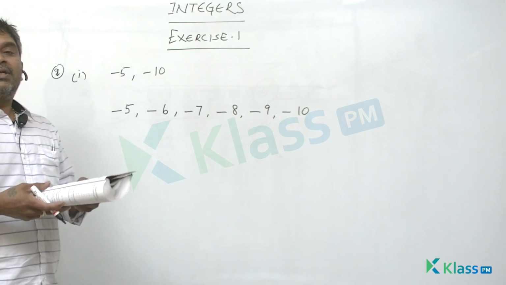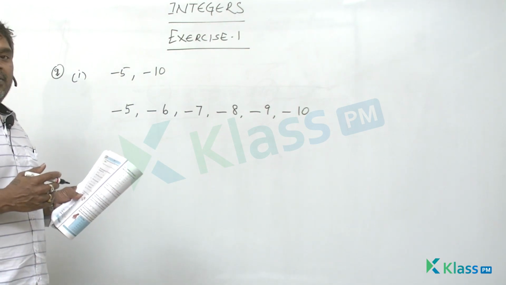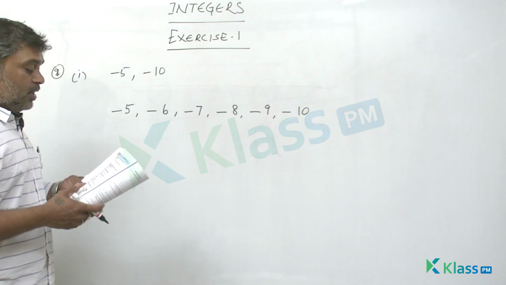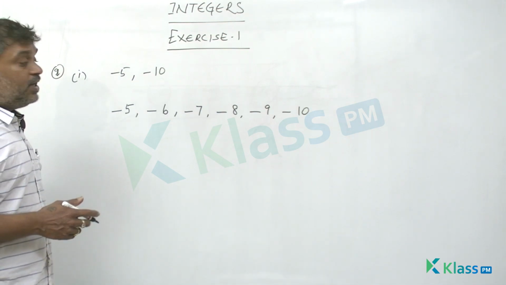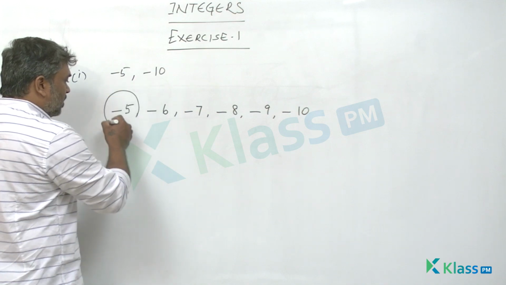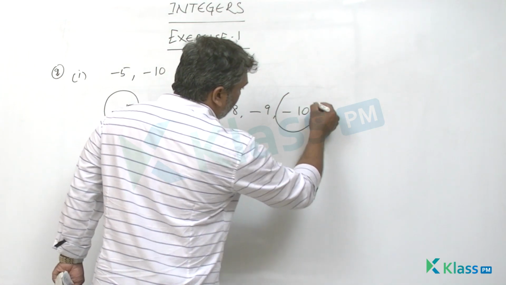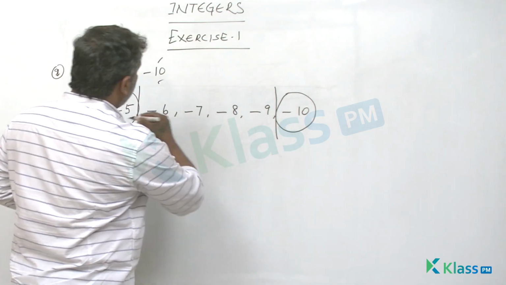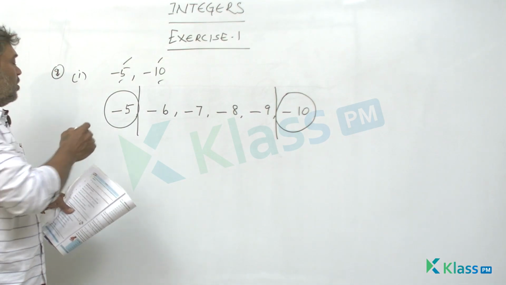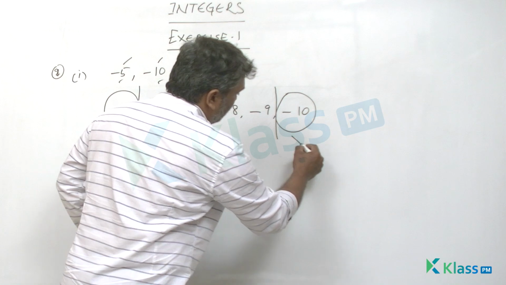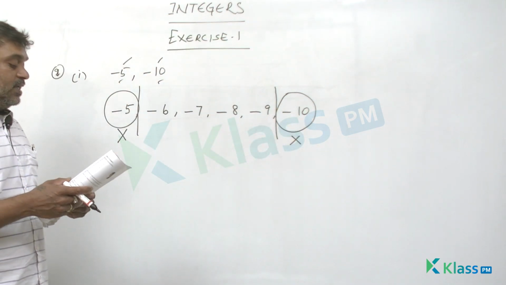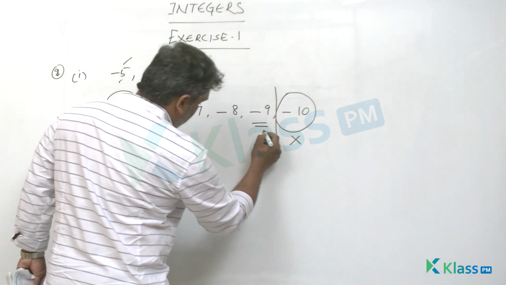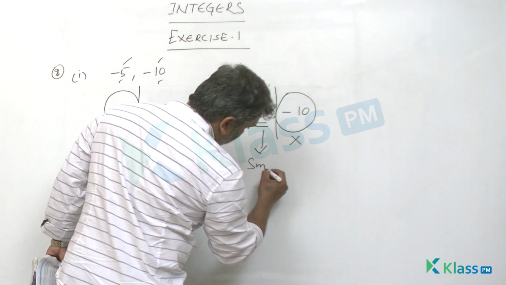You have to read the question carefully while doing problems. Here, he mentioned we have to write the integers between the pairs of given integers. That means we should not write minus 5 and we should not write minus 10, because these two are given. We have to consider only the numbers between minus 5 and minus 10, but we should not include minus 5 and minus 10. Now choose the biggest and smallest integers from them. Here, minus 6 is the biggest and minus 9 is the smallest.